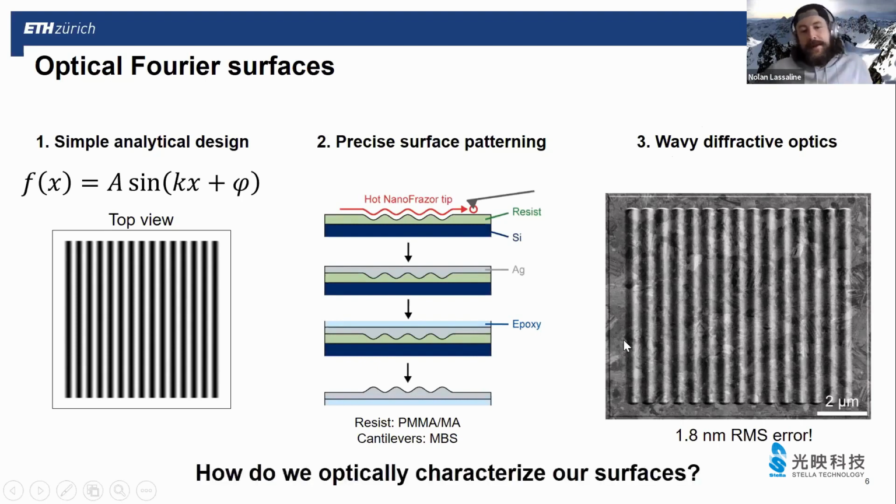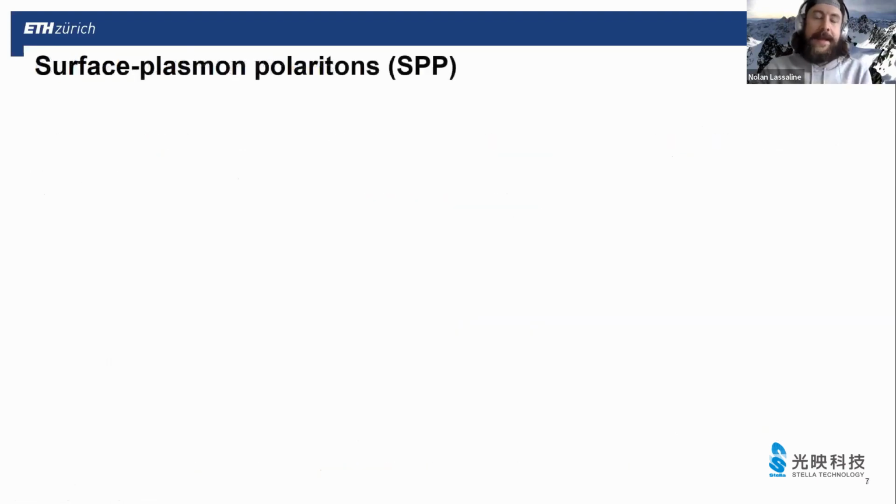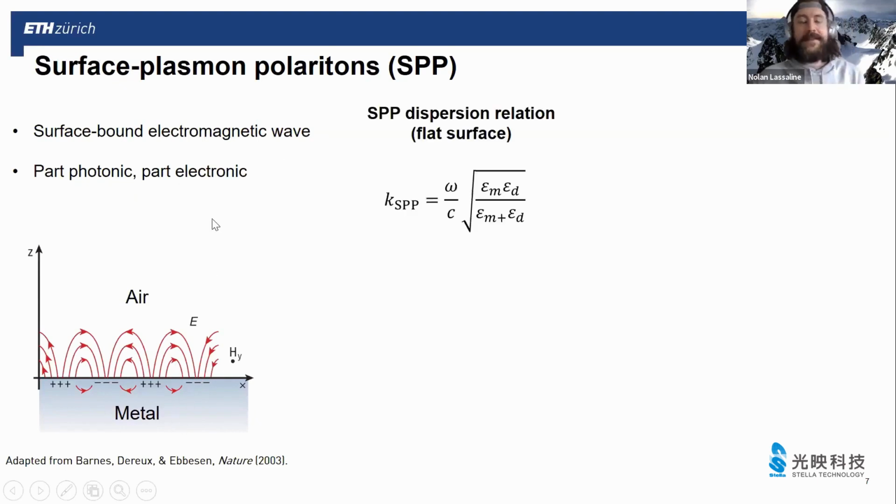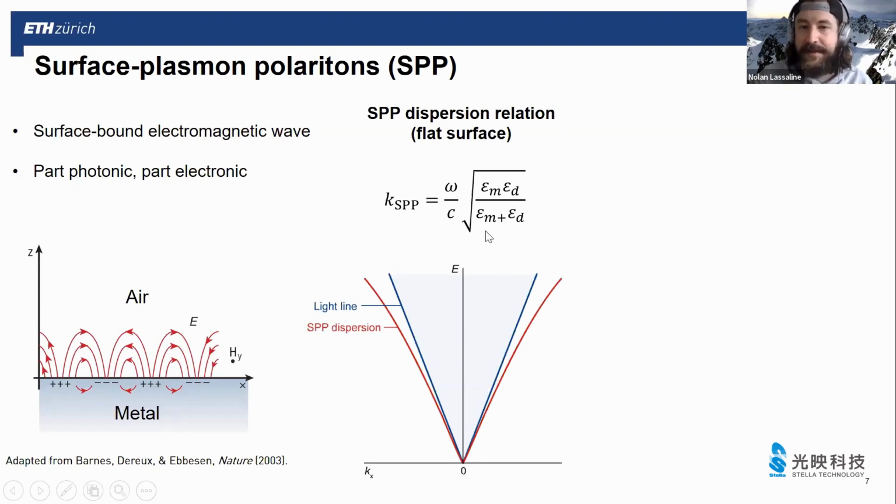And then the question is, now that we can make these surfaces, how do we go about optically characterizing them? The way that we do that is we use something called surface plasmon polaritons. Just to get everybody on the same page, we'll quickly look at what those are. Surface plasmon polaritons, simply speaking, are a surface-bound electromagnetic wave that is part photonic, part electronic in character, kind of illustrated here. They can be described by their dispersion relation, which for a flat surface, the equation is shown here, and that is graphically depicted below, showing how they compare to photons, which access the blue states here.